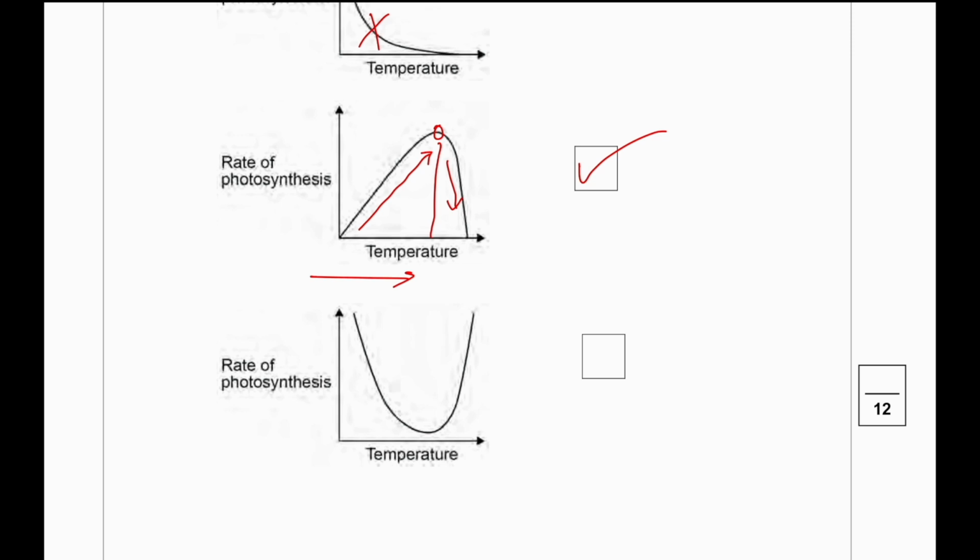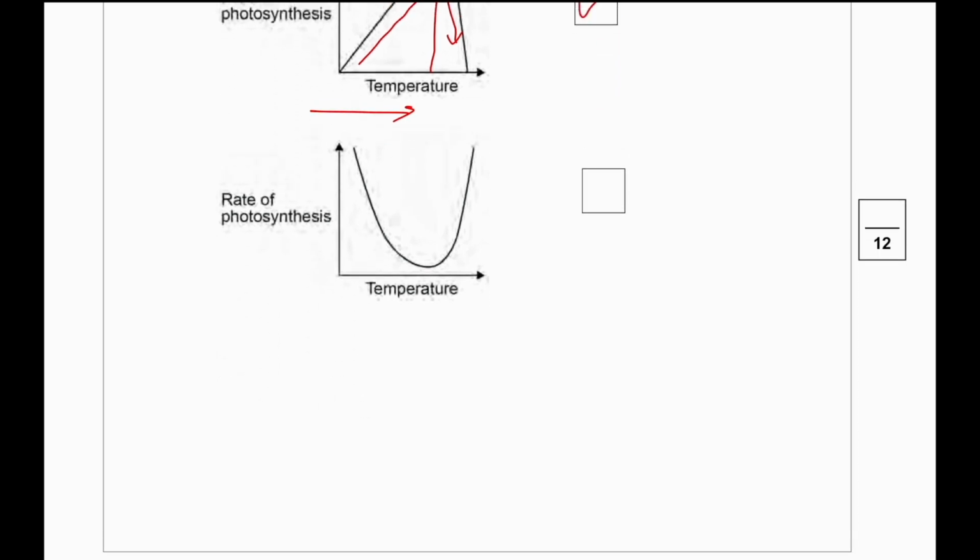And in the last graph, why it is not correct, it's mainly because as the temperature increases, at first the rate of photosynthesis decreases. We know that with increase in temperature, the rate of photosynthesis should increase, so that is incorrect. And then again, with increase in temperature, the rate of photosynthesis increases exponentially, which is also wrong, because enzymes do not work at high temperature. So this is wrong as well.